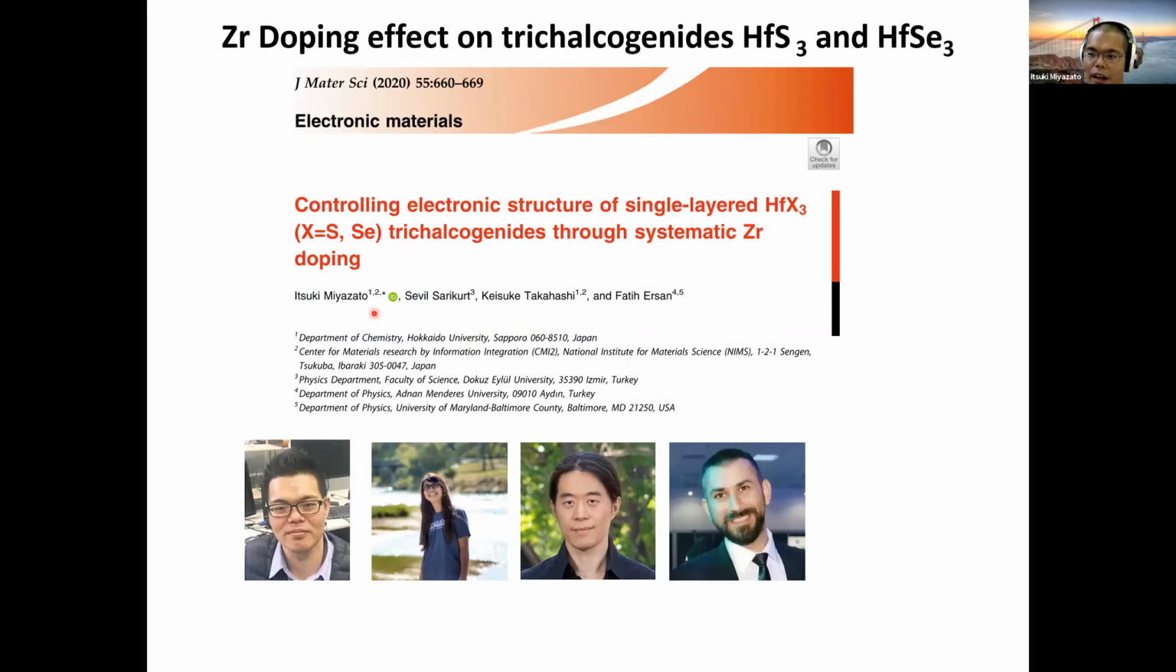Firstly, I would like to introduce our research on the zirconium doping effect on trichalcogenides, HfS3 and HfSe3. This research result was reported in the following research article in collaboration with the following researchers. I think two researchers from Turkey.